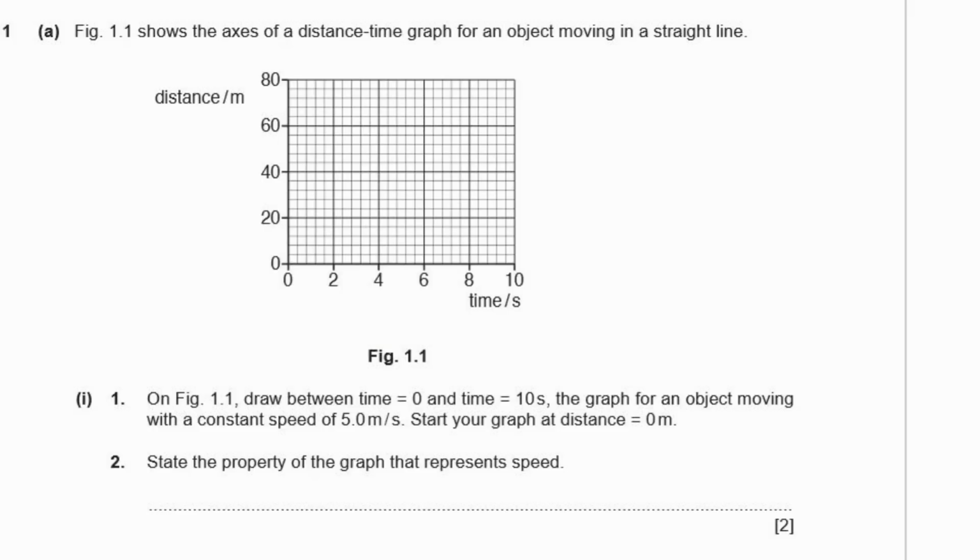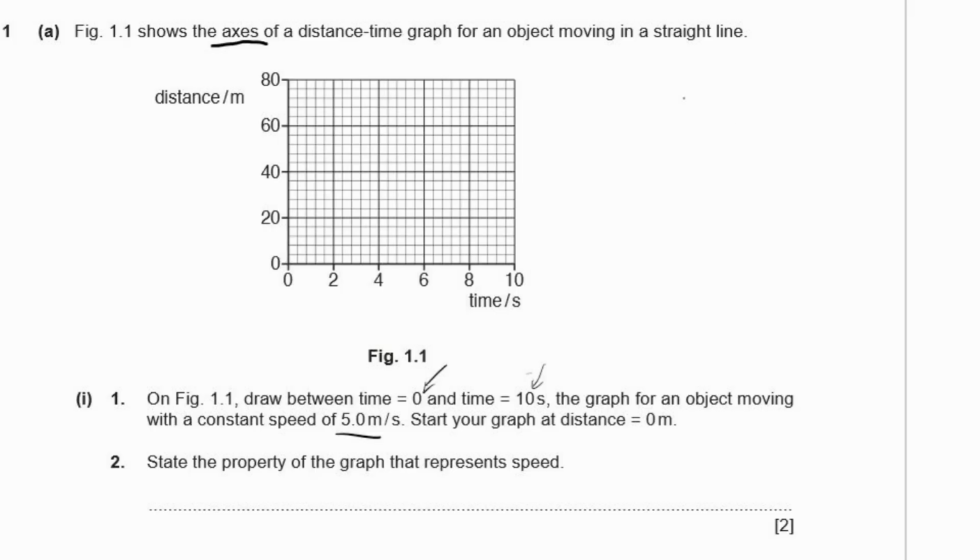Figure 1.1 shows the axis of a distance-time graph for an object moving in a straight line. There we go, okay. So it's an object moving in a straight line. We've got the axes, that's why there's no line on it. That makes sense. So it's basically saying we've given you the graph and we haven't done anything with it. There is no line yet. 1. On figure 1.1, draw a line between time t equals 0 and t equals 10 for the graph, for an object moving with a constant speed of 5 meters per second.